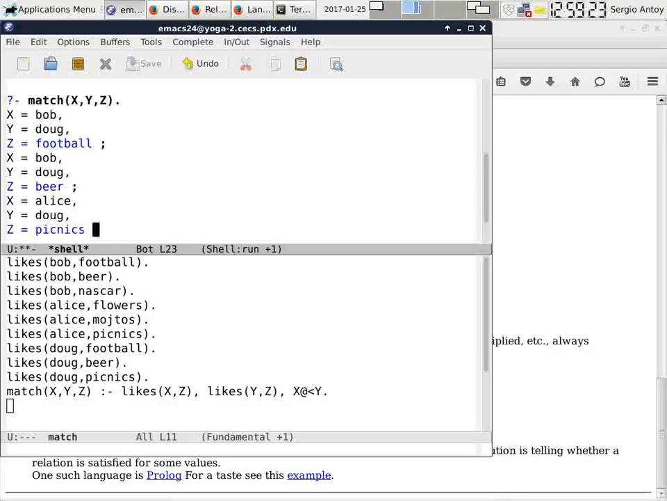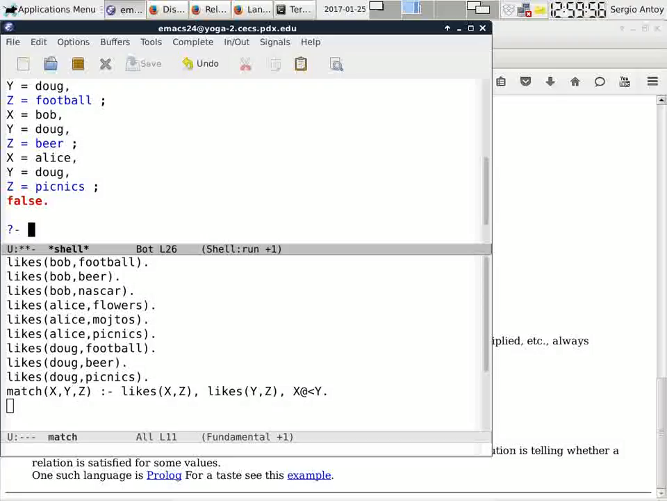Finally, Alice liked Doug because they both like picnic. Doug was very smart at putting picnic there. I can say, give me another one. But it says, no, there are no more matches based on what they like. While with functions, you give an input and you get an output. We didn't talk about this with the relation. In the relation, there is not an input and an output. There are pairs, right? And so this language understands this well.